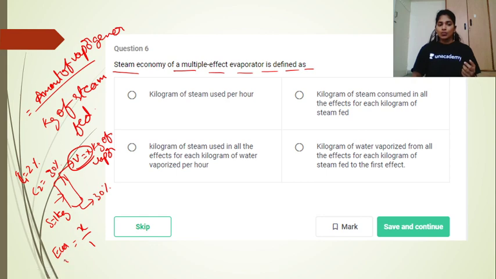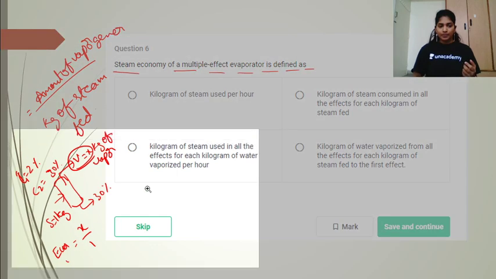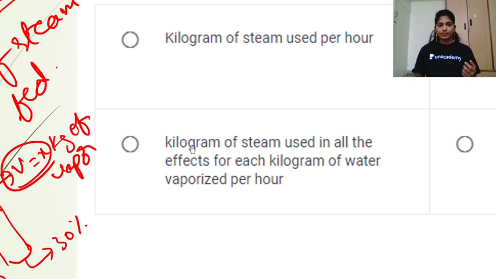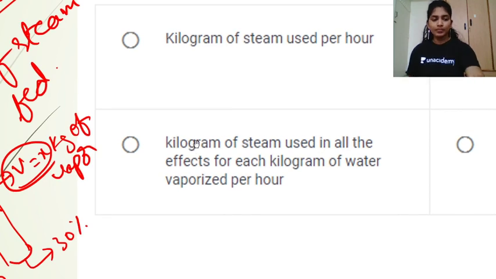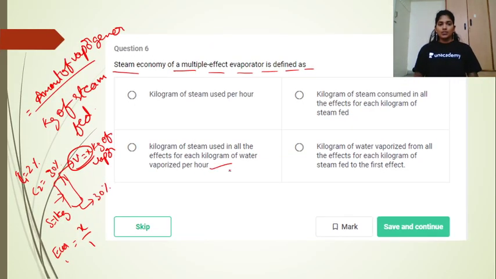So this is the correct option. What will be the correct option? Let us go through the options.